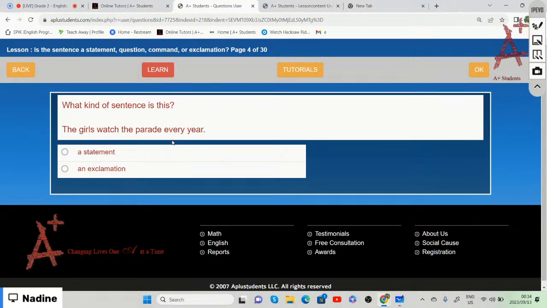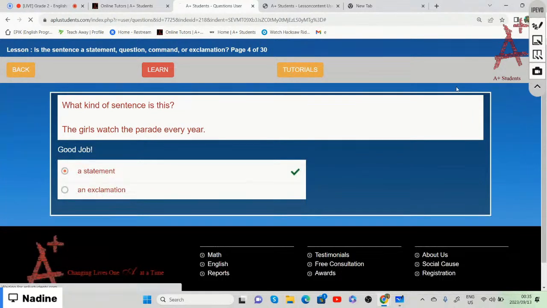Identify the kind of sentence that this is, then we will say this is a statement, right? Because a statement firstly ends with a period and it's also just telling about something. They're just telling us that the girls watch the parade every year. So if you said a statement, then good job. Well done.